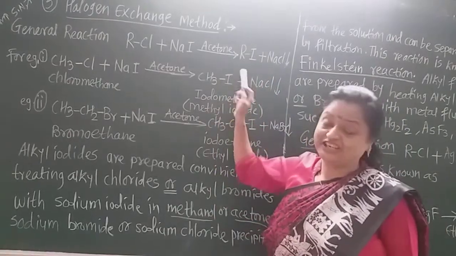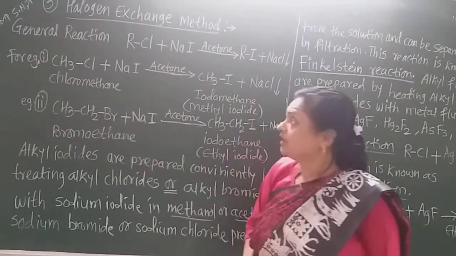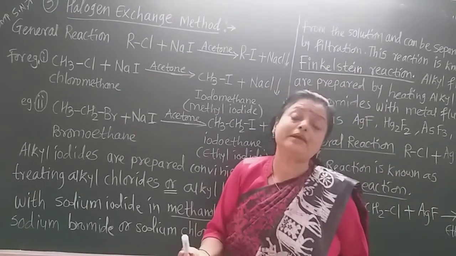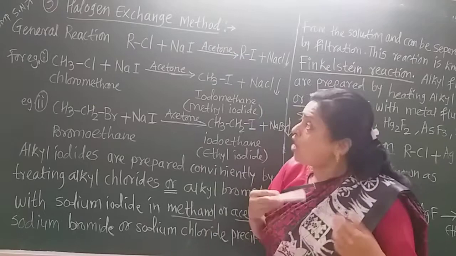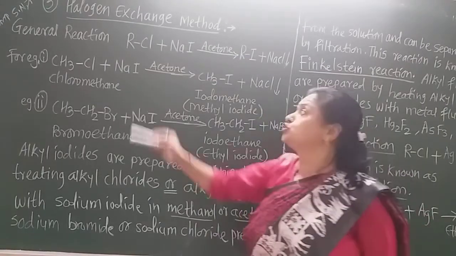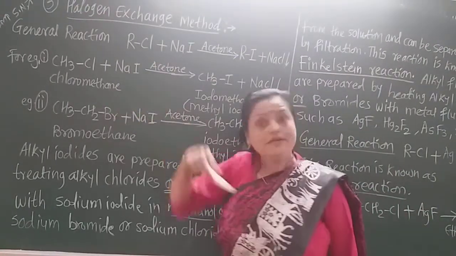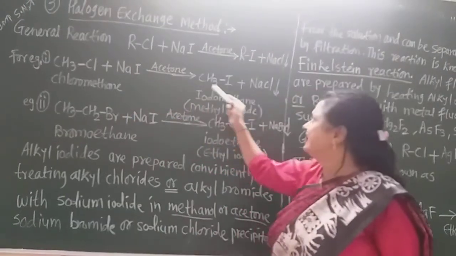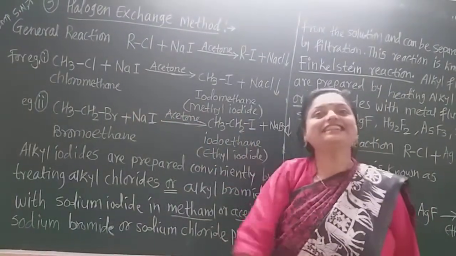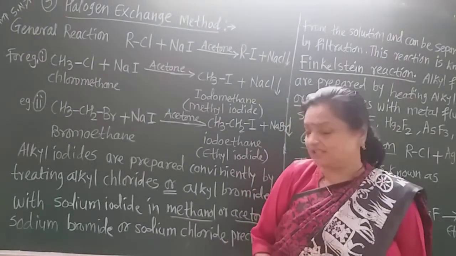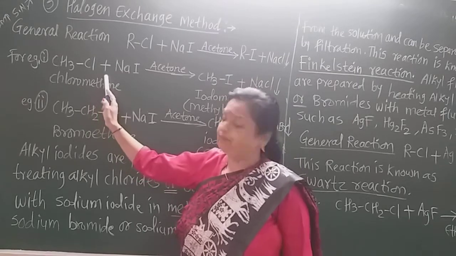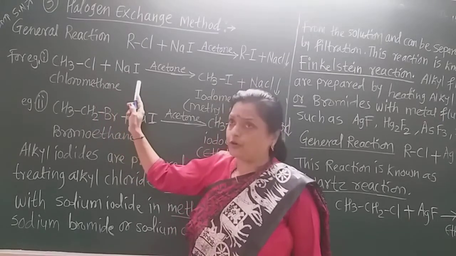This is the Finkelstein reaction, named after the scientist. Now take a particular example which is not given in the text, but may always be asked for 2 marks. What is the action of sodium iodide on chloromethane? Then you must write this balanced chemical reaction. Then you will get the 2 marks. Now here, what is this? Chloromethane means methyl chloride, and this is sodium iodide.